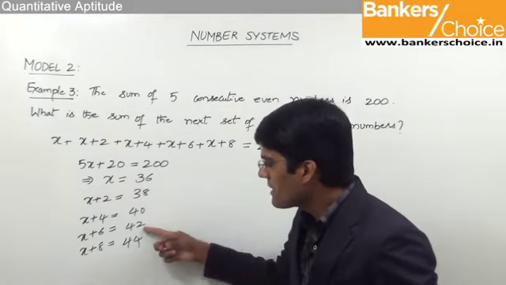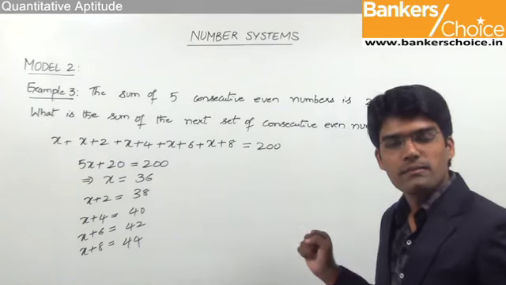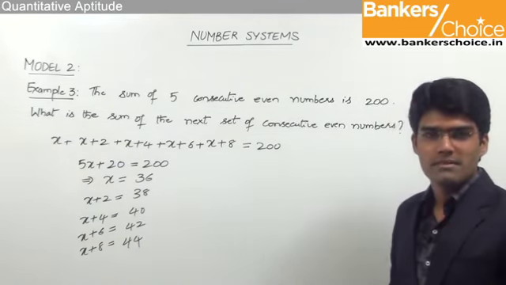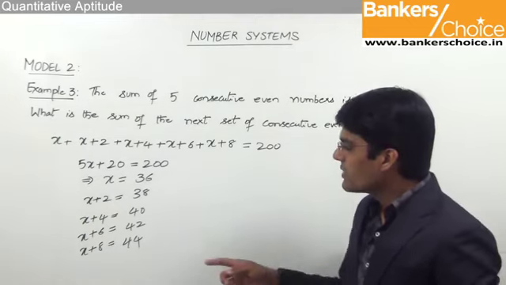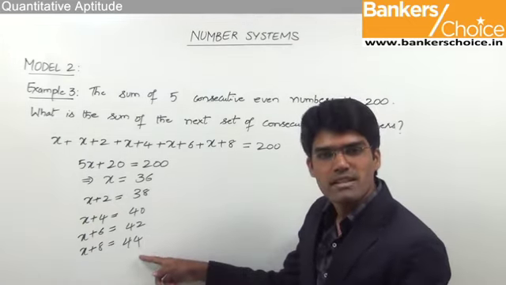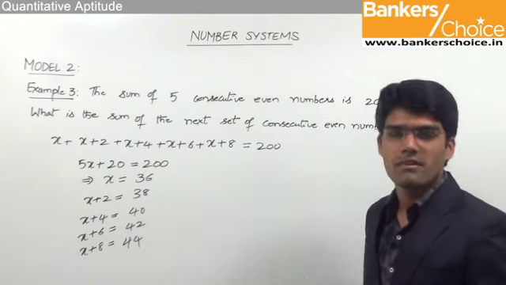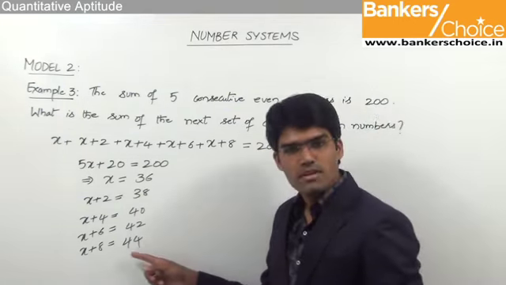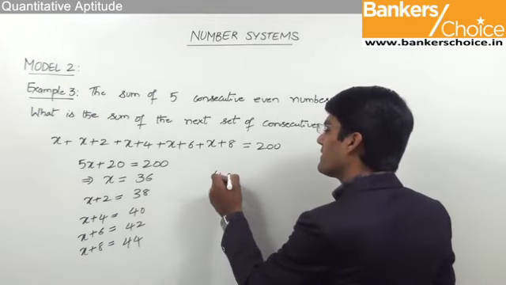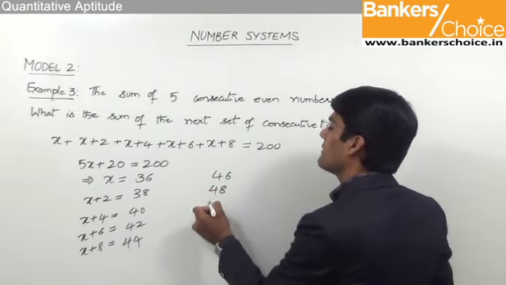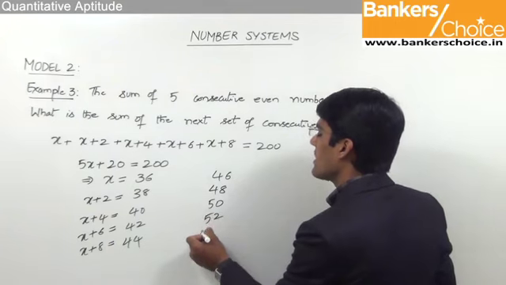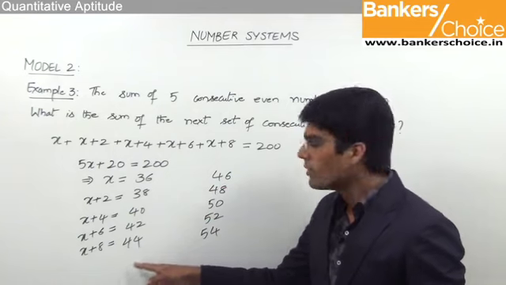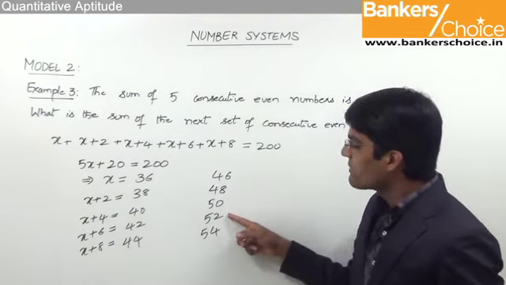The sum of these 5 numbers is equal to 200. And we are supposed to find out the sum of the next 5 consecutive even numbers. That means we need to take up the next 5 consecutive even numbers after 44 and find out the sum of those numbers. So if we try to take the next 5 consecutive even numbers, we get 46, 48, 50, 52 and 54, as 46 is the next number which comes after 44 and then followed by 48, 50, 52 and 54.